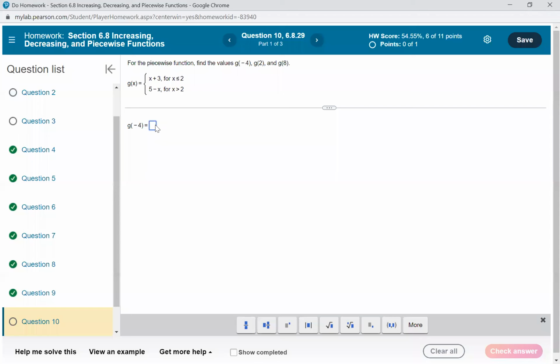All right, so y'all said what? First equation, because it's less than 2. So that means put a negative 4 in plus that 3. So negative 4 plus 3 is what? A negative 1.